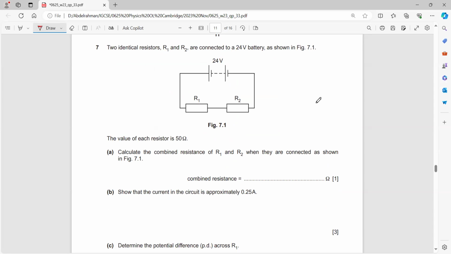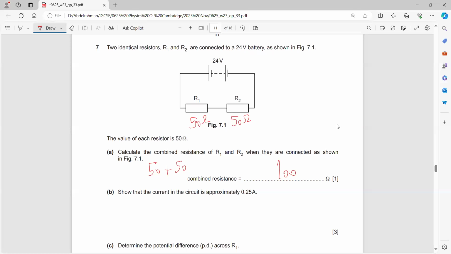The value of each resistor is 50 ohms. Calculate the combined resistance when they are shown as above. When they are shown in this connection, what is the combined resistance? Someone said 100, which is correct. Why is it 100? Because this is a series connection: 50 ohms and 50 ohms. In a series connection, 50 plus 50 gives me 100 ohms.